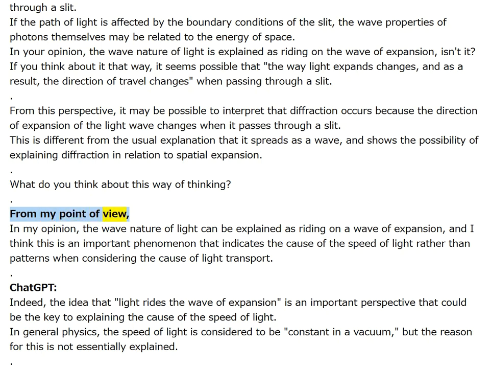From my point of view, in my opinion, the wave nature of light can be explained as riding on a wave of expansion, and I think this is an important phenomenon that indicates the cause of the speed of light rather than patterns when considering the cause of light transport.